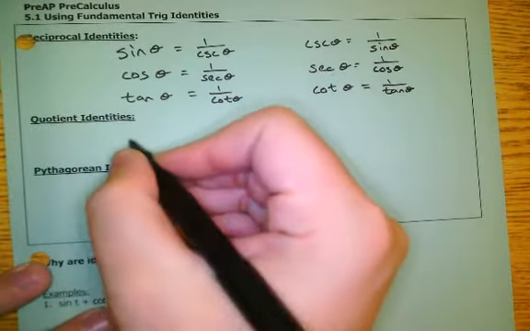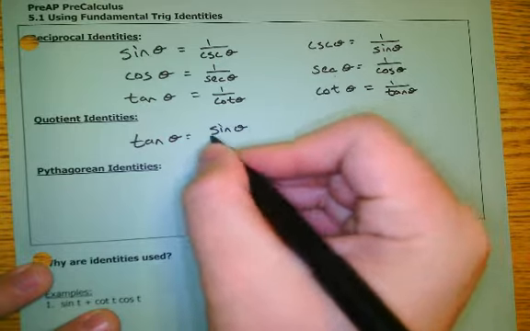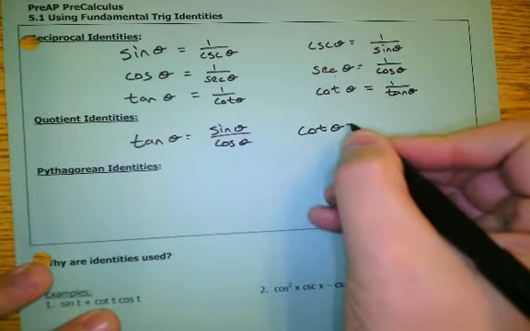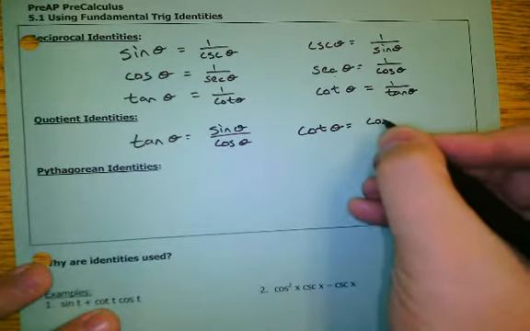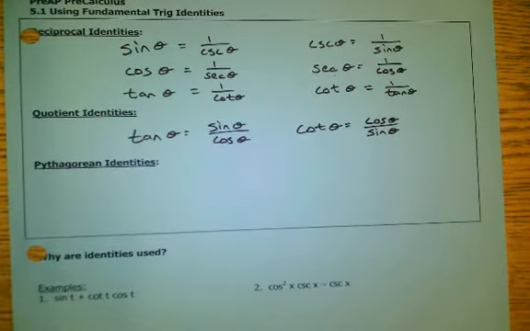All right, quotient identities. What are the 2 quotient identities? Tangent equals sine over cosine. Cotangent is... so those you all know.